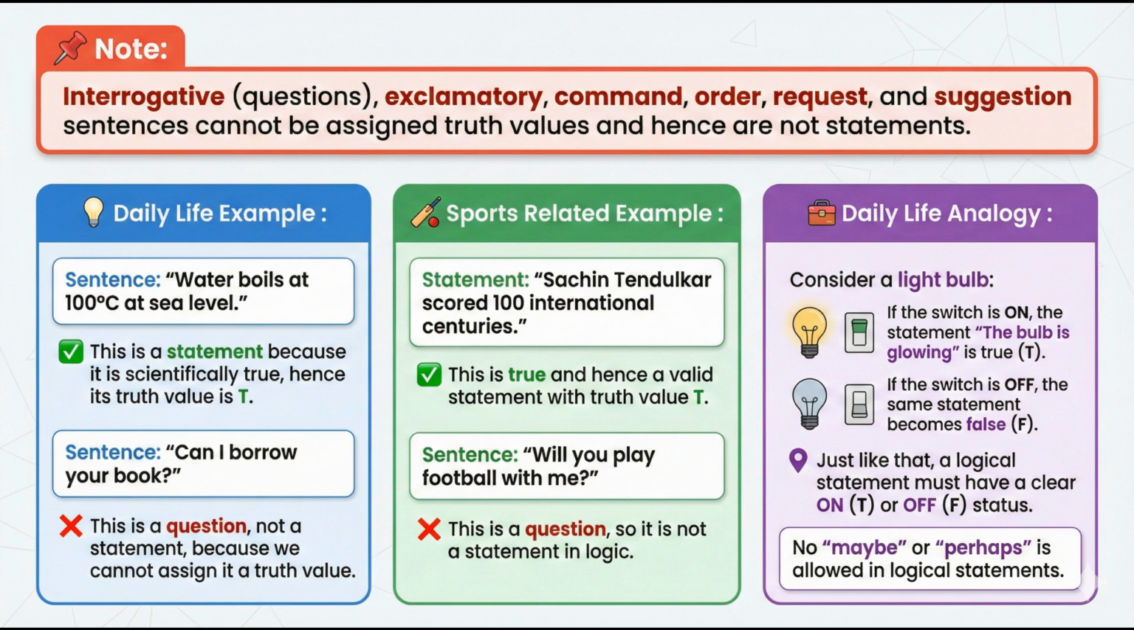Daily life analogy. Now let us understand this with a simple analogy. Imagine a light bulb. If the switch is on, the sentence "the bulb is glowing" is true, and the truth value is T. If the switch is off, the same sentence becomes false, and the truth value is F. In the same way, a logical statement must have a clear true or false status. In logic, there is no maybe and no perhaps. Only a clear truth value is allowed.